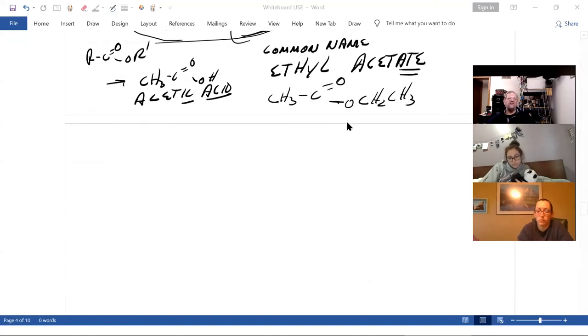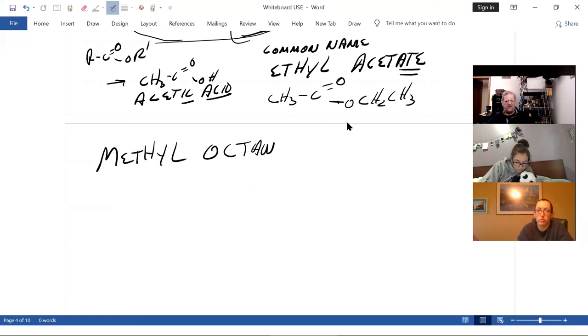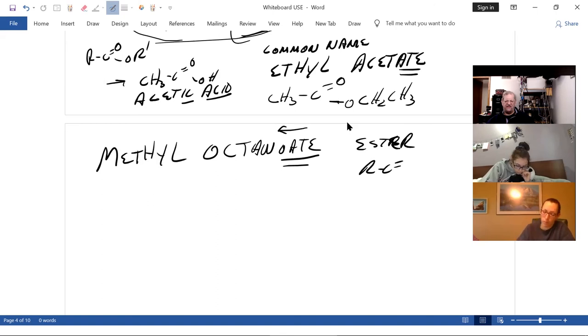So now that we have that, let's look at the other nomenclature type of problem. Here's the name, draw the structure. If we look at this, how do we know what to draw? You start from this end on the right, and move left. The OATE ending tells you ester, if I can spell it right. Uh-oh, it's awful spelling Monday. Did I tell you I was always the first one down in the spelling bee?